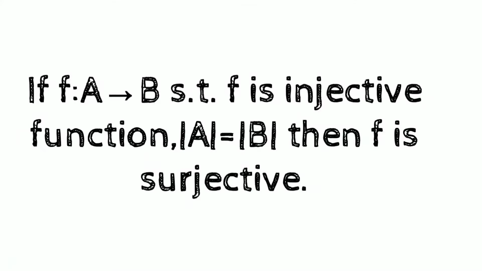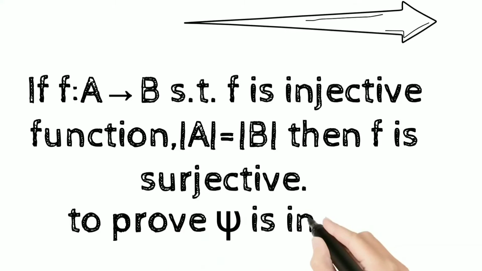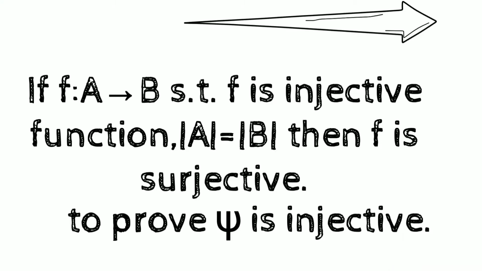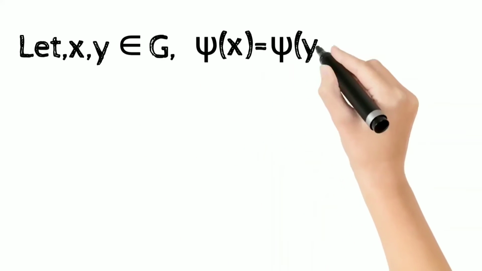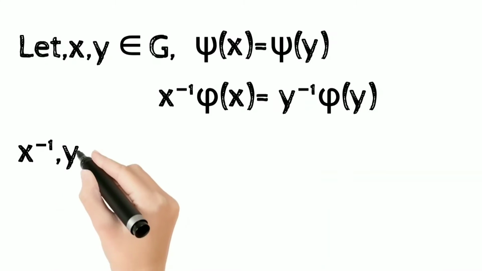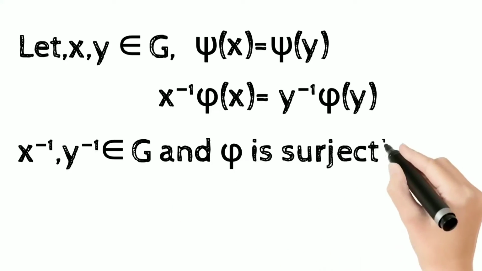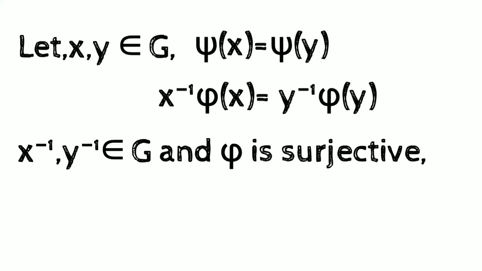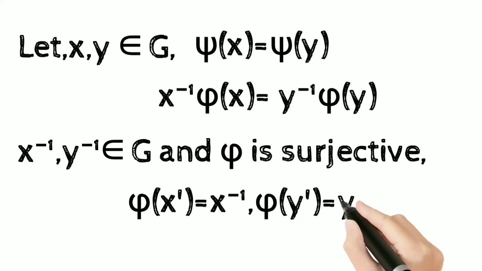That's where this trivial looking but powerful theorem comes into the picture. If you want to see why this theorem is true, click the i button here. So now we just have to prove oneness of psi. So let's begin. Let any elements x and y in G and consider psi of x equal to psi of y. That is, x inverse phi of x equals y inverse phi of y. But since x inverse and y inverse are also in G and phi is surjective, x inverse and y inverse have preimages under phi, say x dash and y dash. That is, phi of x dash equals x inverse and phi of y dash equals y inverse.